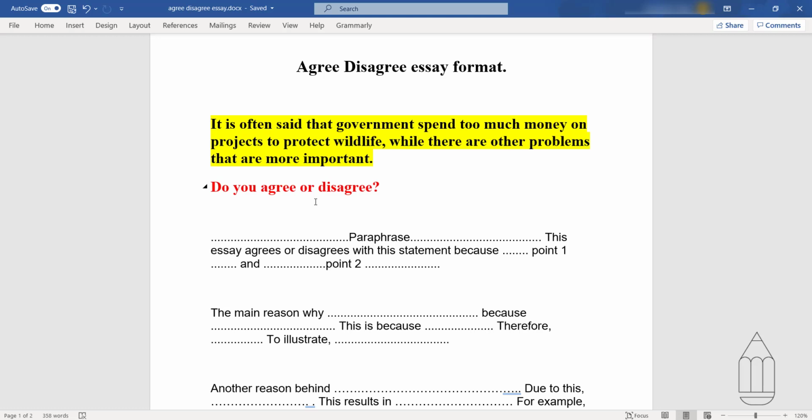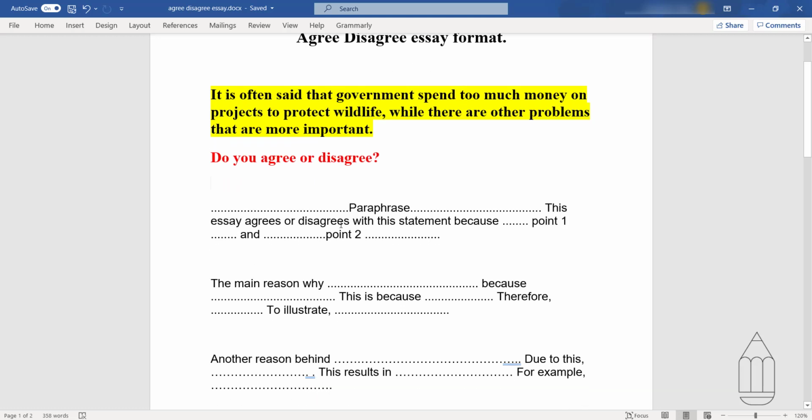I have made this format so that it becomes quite easier for us to write the essay. The very first thing we are going to do is to paraphrase this whole sentence. We are not going to change the sentence structure or anything else, but we can change a few words like government to official authorities, or money to finance, projects. We can change it with something else.